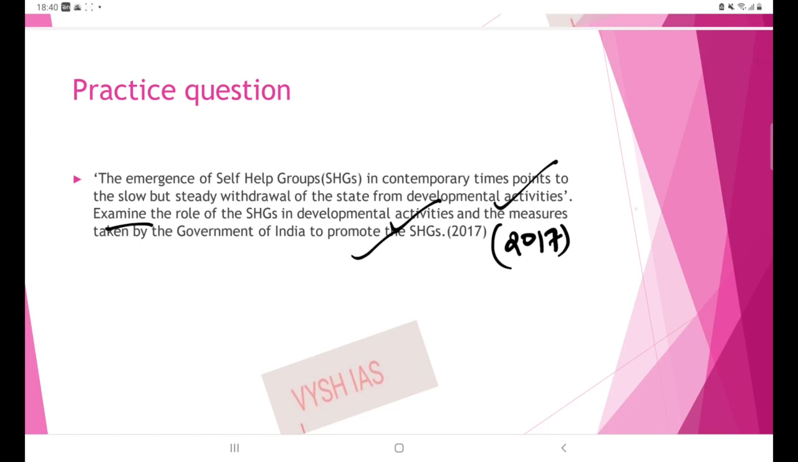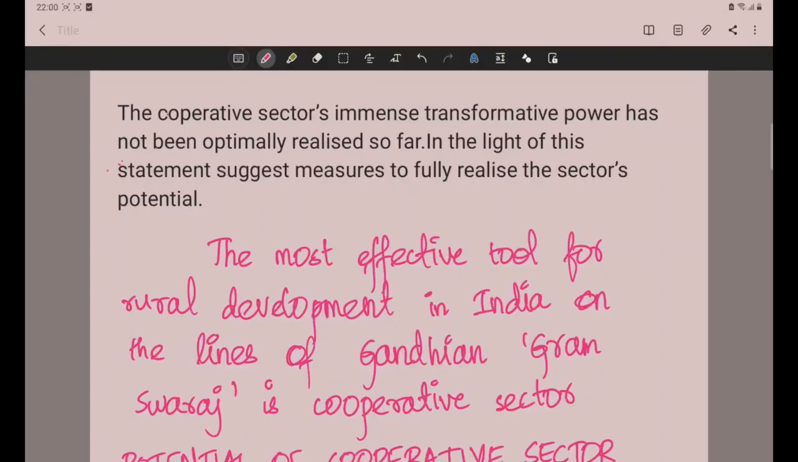Okay, so now let's move on to the discussion of the practice question which was given in the earlier episode. The question was, the cooperative sector's immense transformative power has not been optimally realized so far. So in the light of this statement, suggest measures to fully realize the sector's potential.